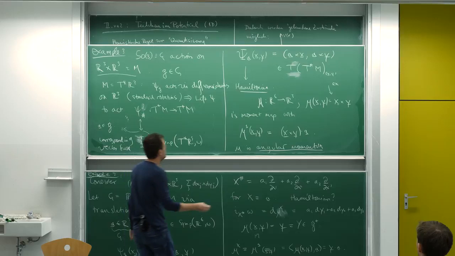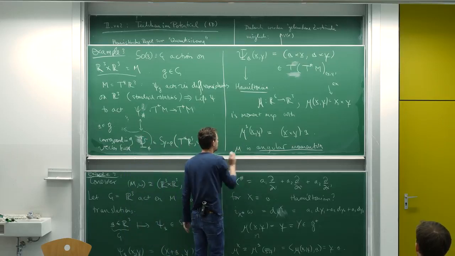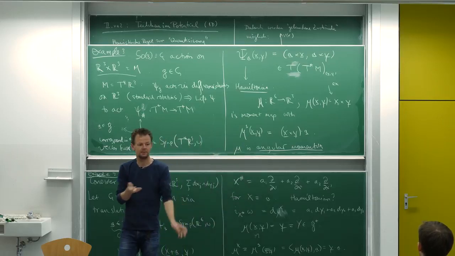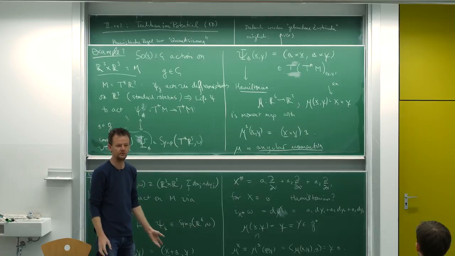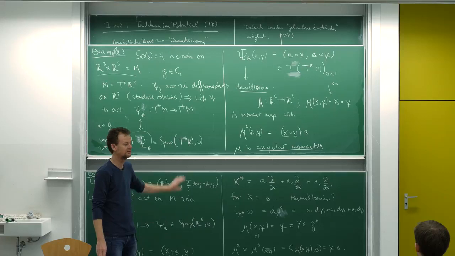So this is indeed where the moment map gets its name from, this example. The moment map is the map which gives you the momenta corresponding to these symmetry transformations of translations and rotations.